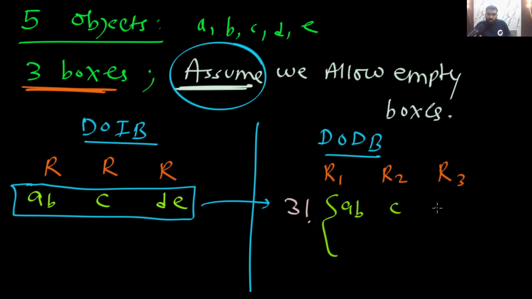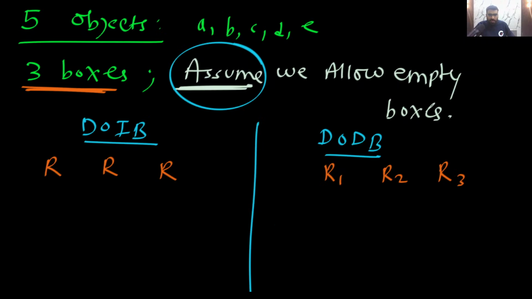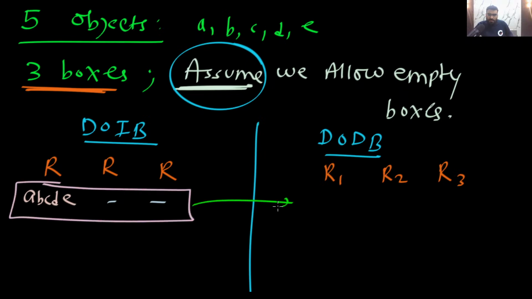You can create, for example, A, B, C, D, E. You can create A, B, D, E, C, and so on. You can create C, A, B, D, E, and so on. So total 6 you can create. I hope you understood. Very simple. But now you notice, if you allow empty boxes, then in this situation, let's assume I am putting all of them here. I am putting A, B, C, D, E here. This is what I am doing. Now corresponding to that, how many distributions here?